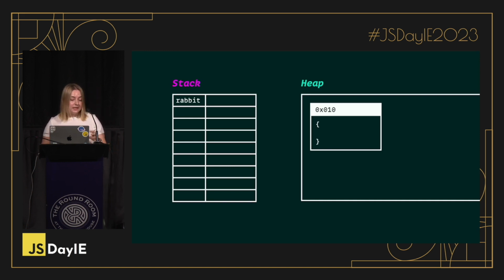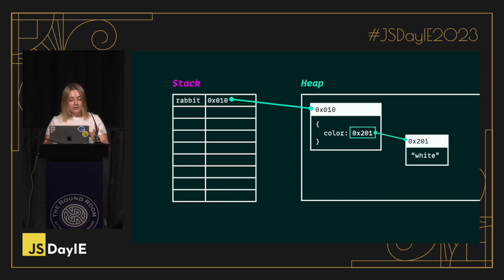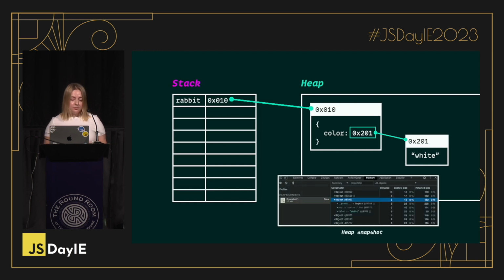And then the string itself that is present within the object will be stored in a different place, and the object itself will contain a reference or a pointer to that location. And then we can update the pointer in the stack, and our code can continue being executed. You can actually see all of this in the memory tab if you make a heap snapshot in Chrome DevTools.